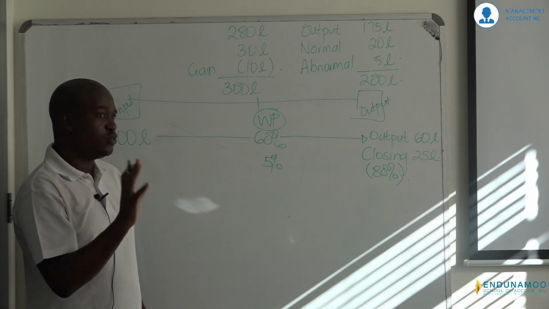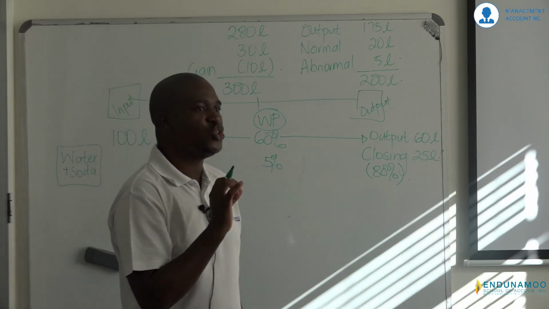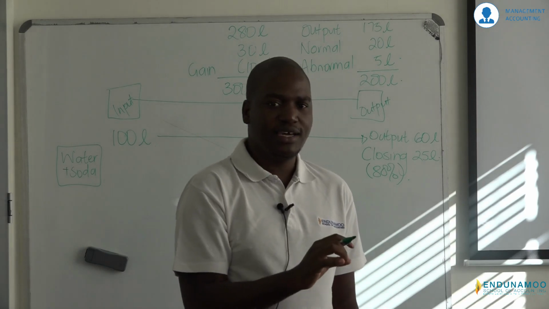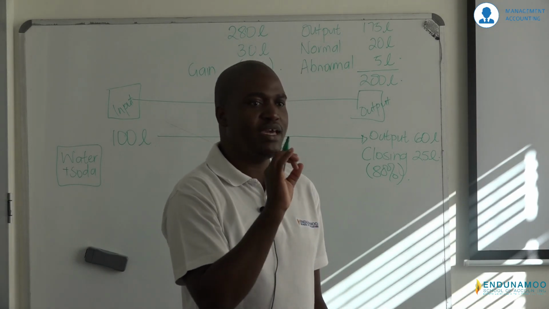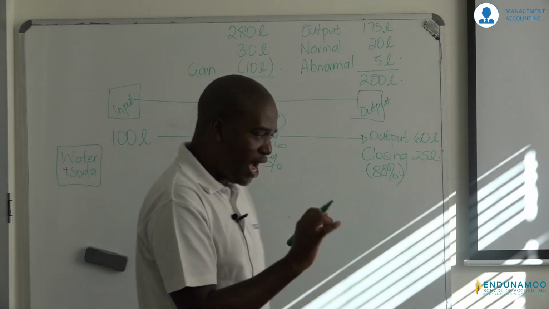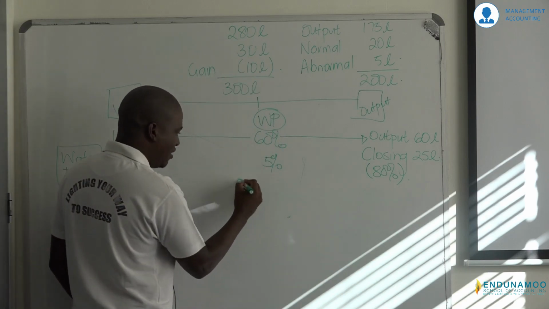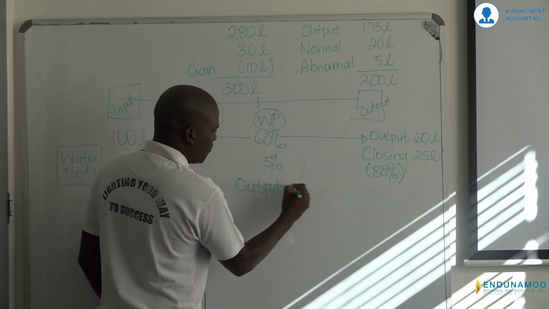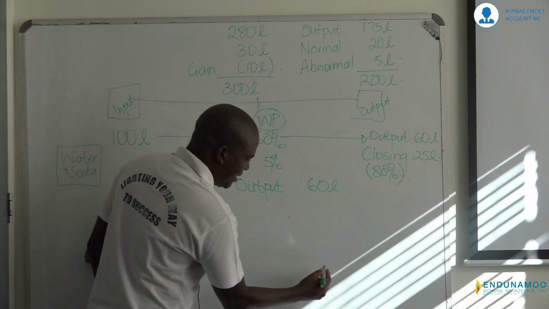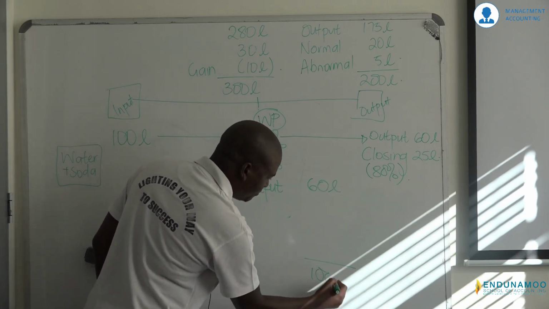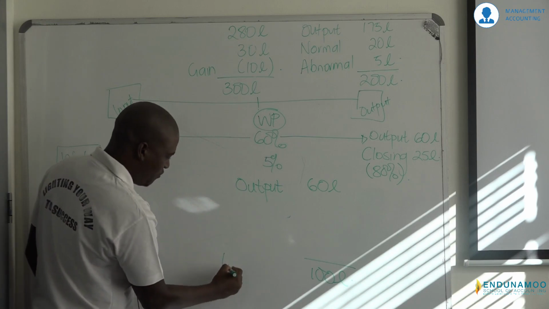So now we start. Our objective is to reconcile everything back to what? To reconcile everything back to the input. So I start with my output, and I've got my output of 60. And I close off with what? With my input of 100.